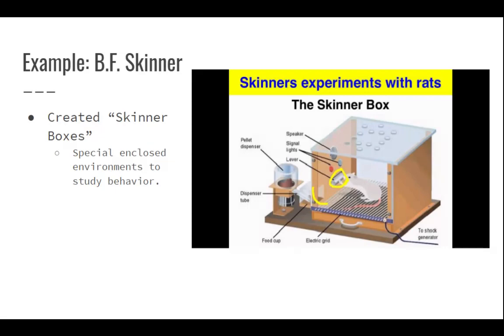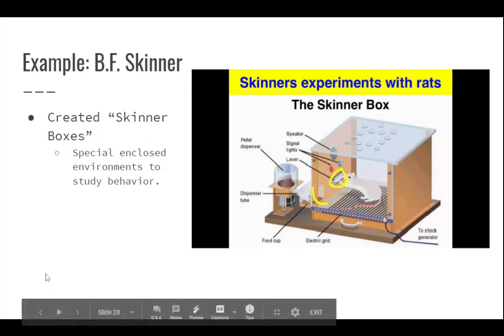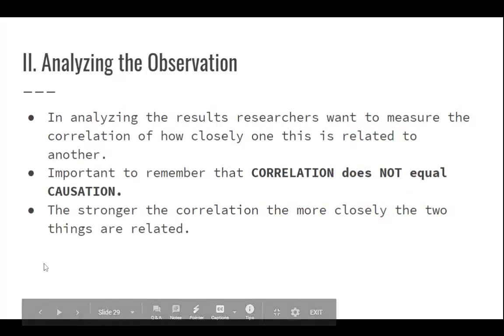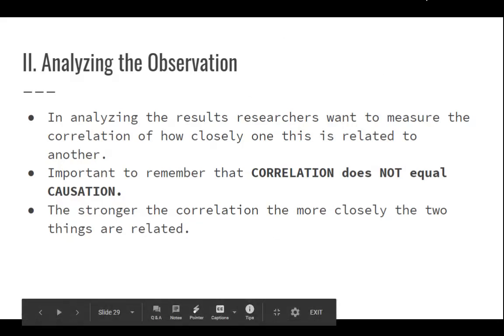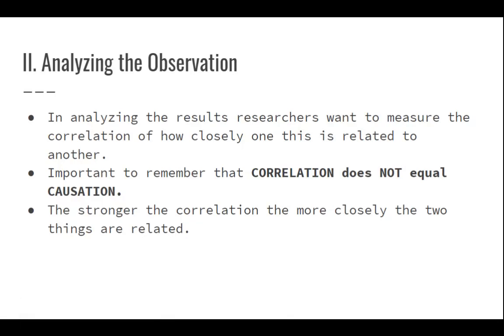and even his own child, whom he started studying at the age of 2. He didn't just leave her in a box, but used it to study what she would go for and that sort of thing. Now, analyzing the observation and analyzing the results, researchers want to measure the correlation of how closely one thing is related to another.